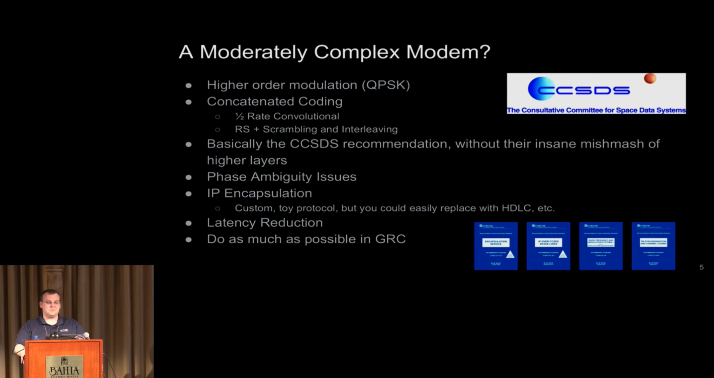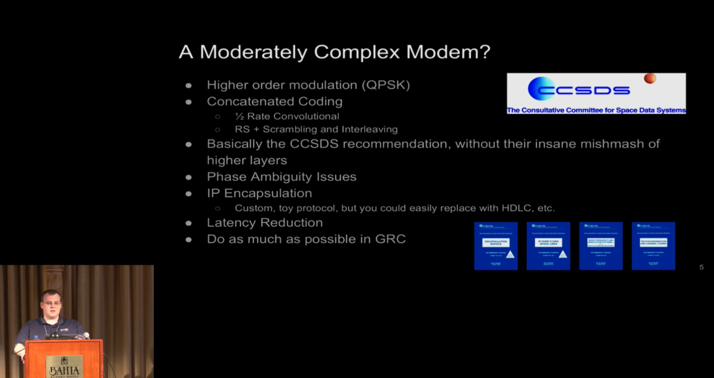So what is a moderately complex modem? It's kind of a joke, but in this case, it's a QPSK-based modem, and we're using concatenated coding. Depending on how you define it, there's an inner half-rate convolutional encoder and Viterbi decoder on the receive end, and then I'm also using Reed-Solomon encoding to handle bursts of errors that you typically get with a ground-to-space modem, and combining that with scrambling and interleaving. That's what really helps out with the burst errors.